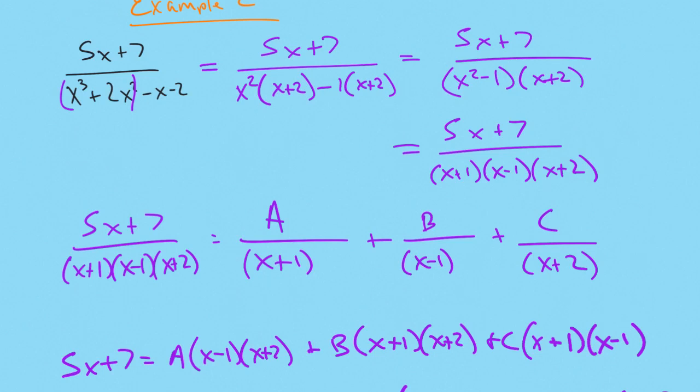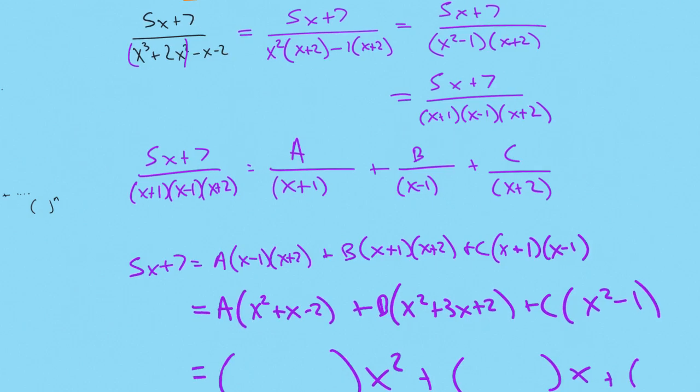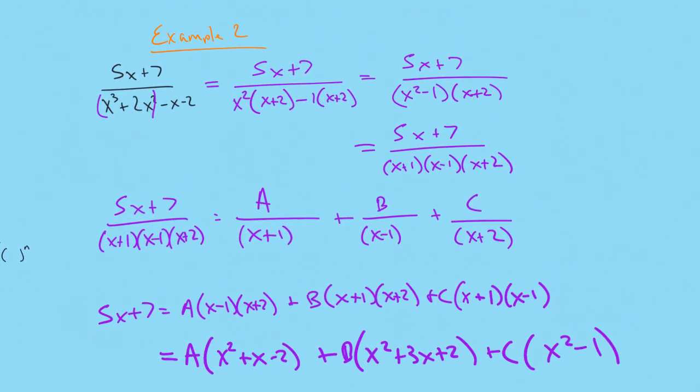So we get 5x plus 7 is equal to a times the x minus 1, x plus 2, b times the x plus 2, x plus 1, and c times the x plus 1, x minus 1. And then I need to distribute each of those out so that I have a quadratic in each of those spots. And when you do that work, we end up with 5x plus 7 equals, and all of this.